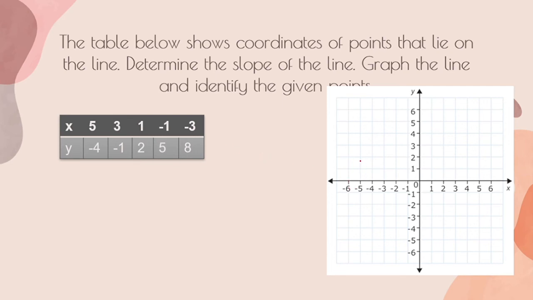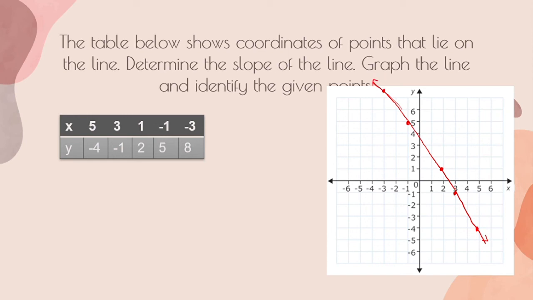So we have first (5, -4), it is here, then (3, -1), then (1, 2), and then (-1, 5), and then lastly (-3, 8). So it's somewhere here. Okay, so when we connect the points, there you are. So let's assume again that this is a perfectly straight line.